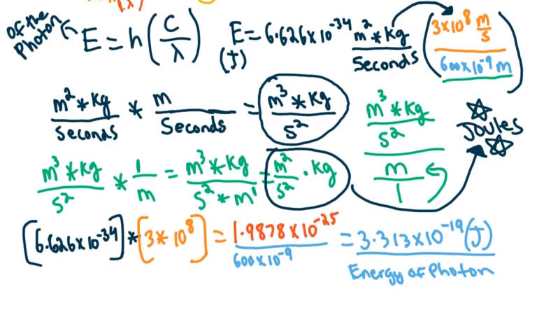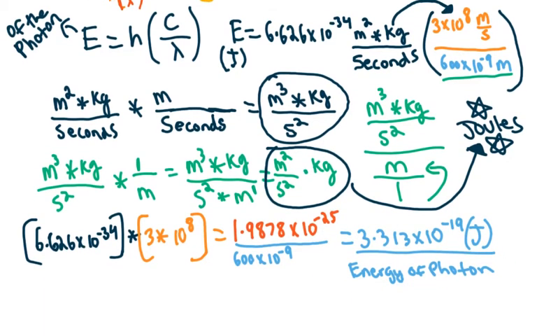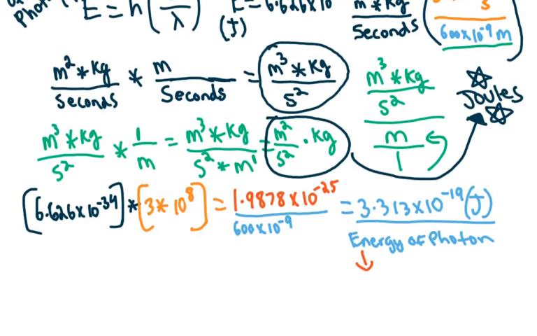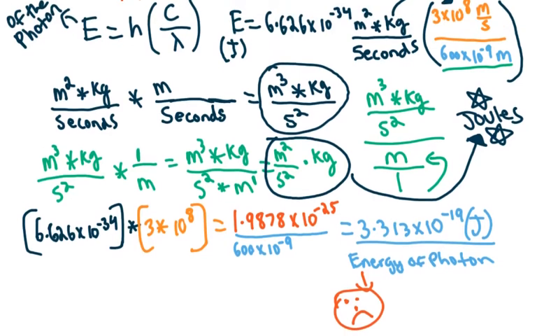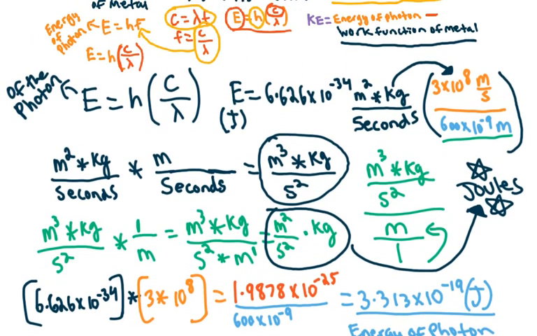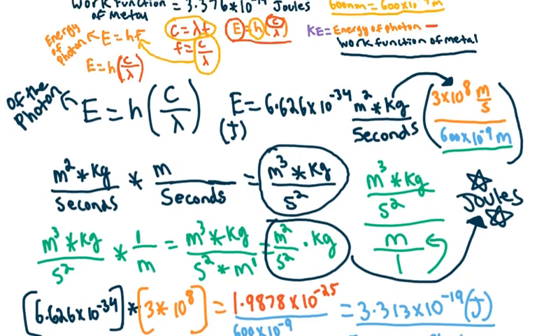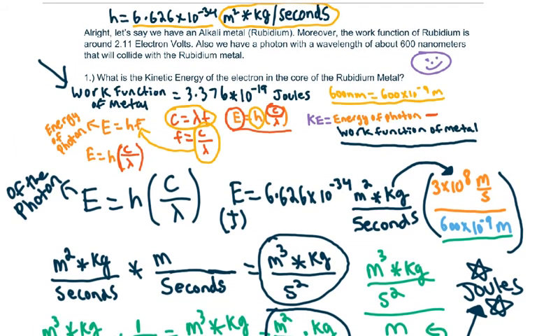So what does that mean? The energy of the photon is not strong enough. It doesn't have as much energy to overcome the work function of the metal. What does that mean? When the photon collides with that electron in the metal, in this case rubidium, that electron will not become a photoelectron, which means it will not get freed to the surface because the work function is greater than the energy of the photon.